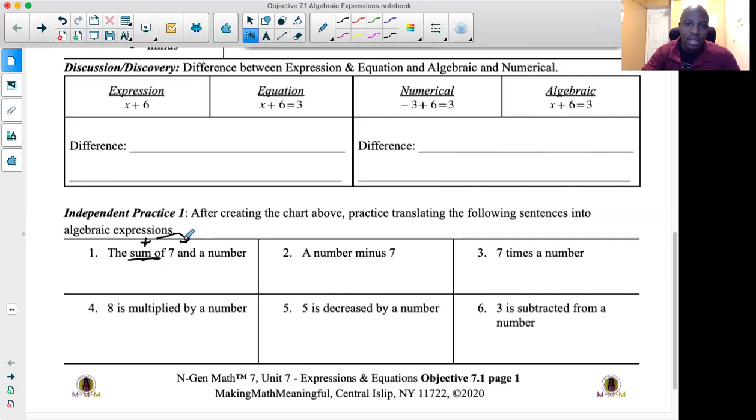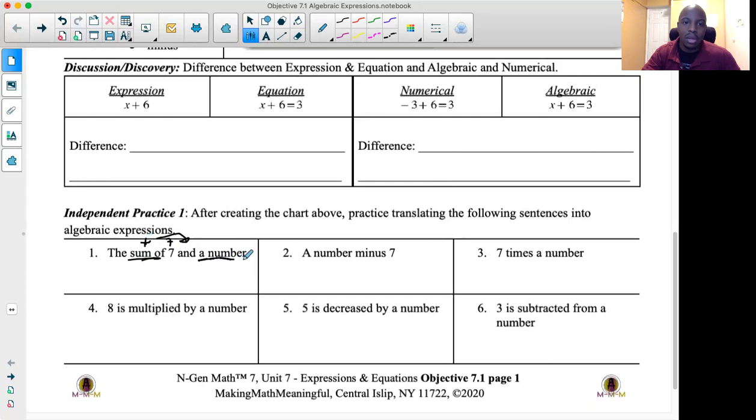Just like if we've seen product, quotient, or difference, those words are the answers to the operations. The sum of is an answer to addition, and it means add, but we need to add two things. We're going to put this plus sign where the word and is. We have a 7 here. We're going to put the plus sign in the middle, 7 plus a number.